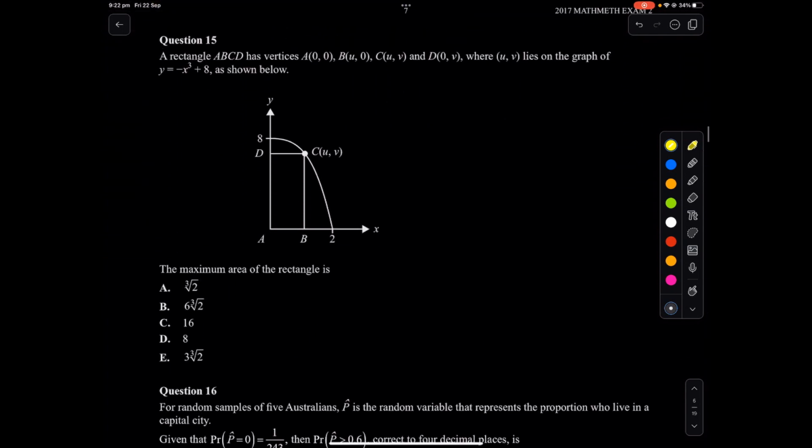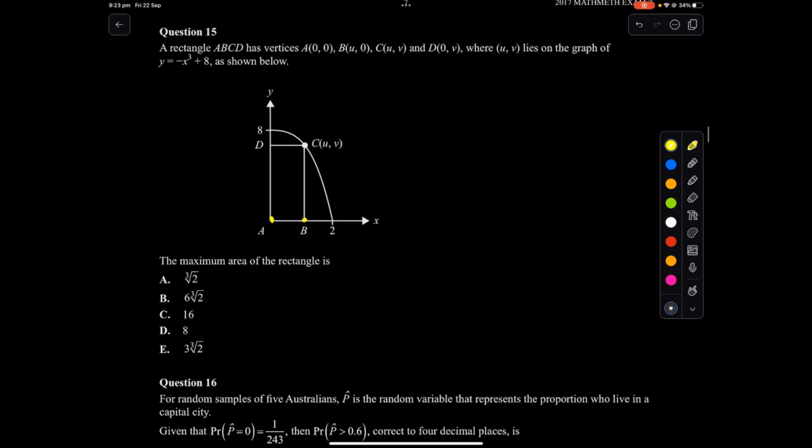Question 15. A rectangle ABCD has vertices at A, which is here, B is over here, C is there, D is there, and U lies on the graph of this. The maximum area of the rectangle is what? Okay, let's find the area of the rectangle.